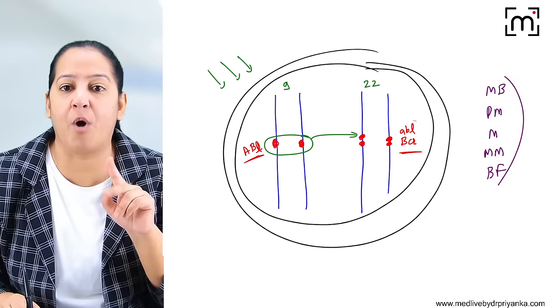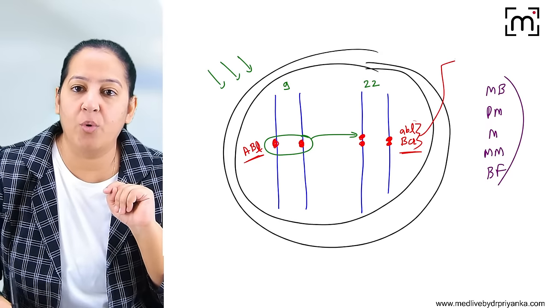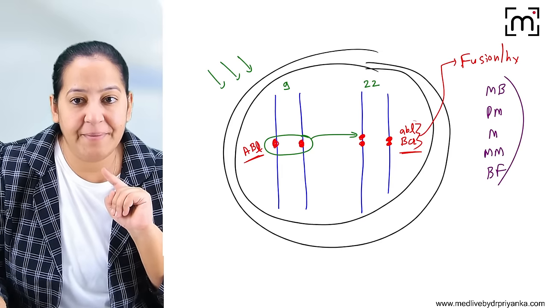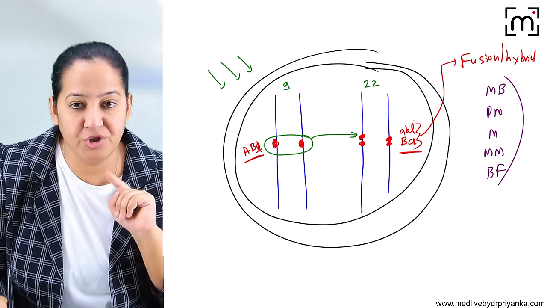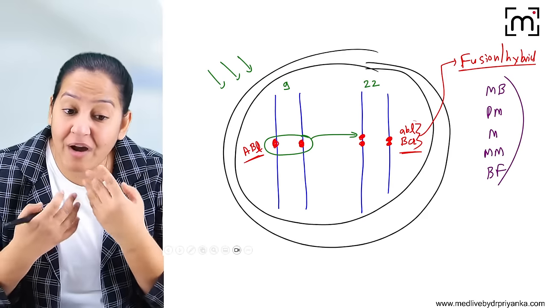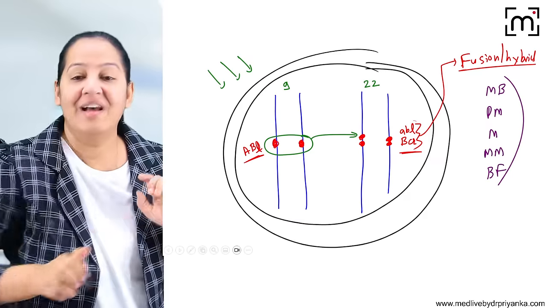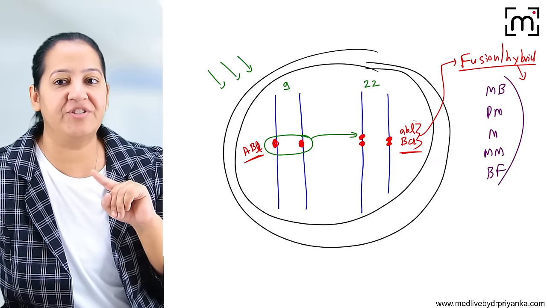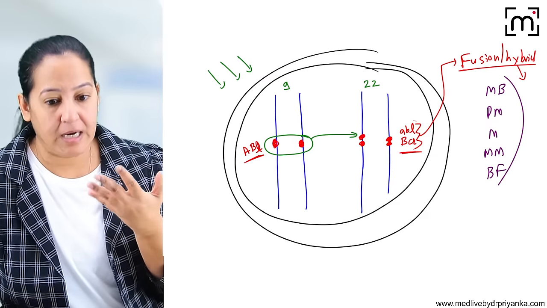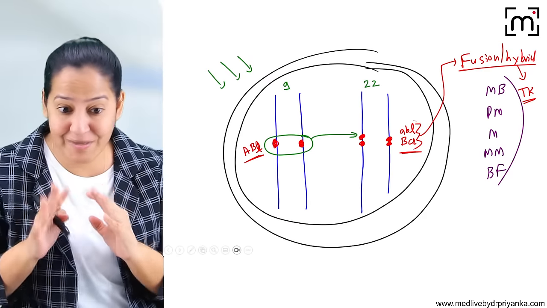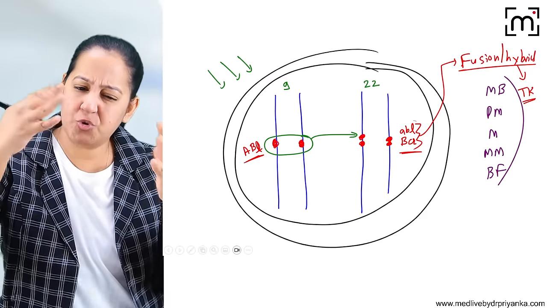So a new gene is formed, known as the fusion gene. The ABL-BCR fusion gene, or ABL-BCR hybrid gene, will lead to uncontrolled mitosis. Now the cell is a cancer cell because of this deadly gene. This deadly gene, the fusion gene or hybrid gene, will form an abnormal enzyme. The name of that enzyme is tyrosine kinase. Abnormal tyrosine kinase will do the uncontrolled mitosis.